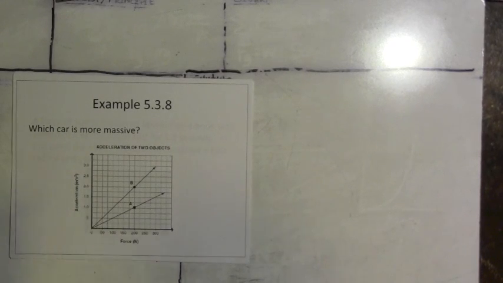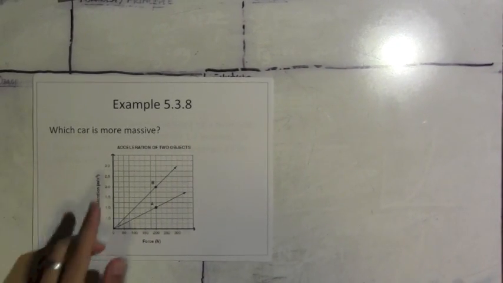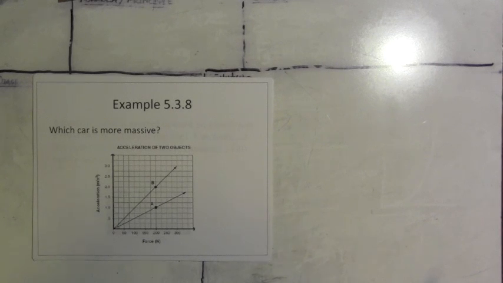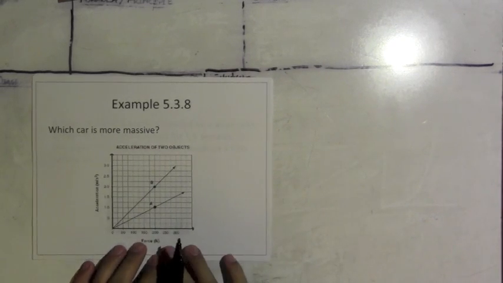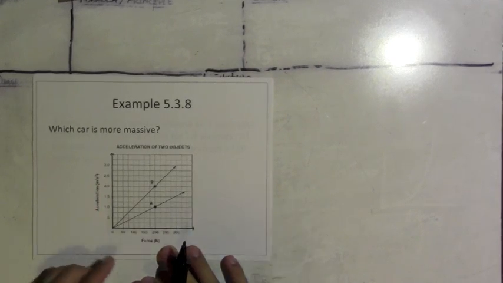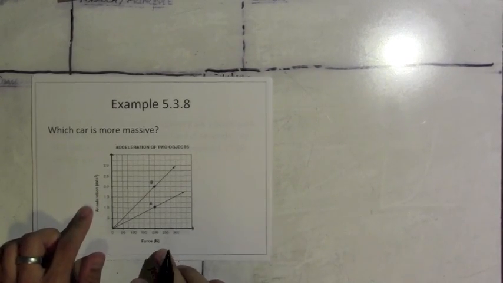This is example 5.3.8. It says which one of these cars is more massive, and it gives you the plot of two different experimental values, car A and car B, and it gives you the acceleration and the force value.